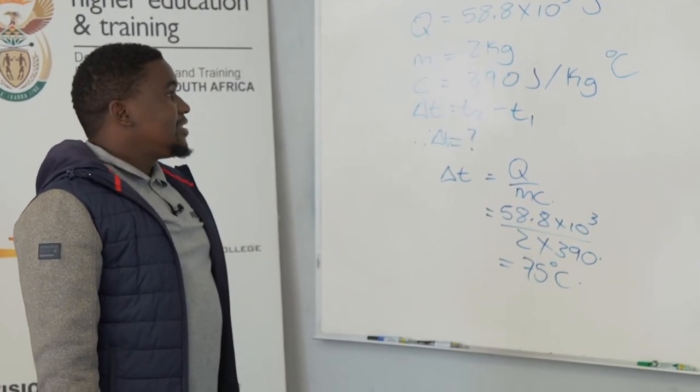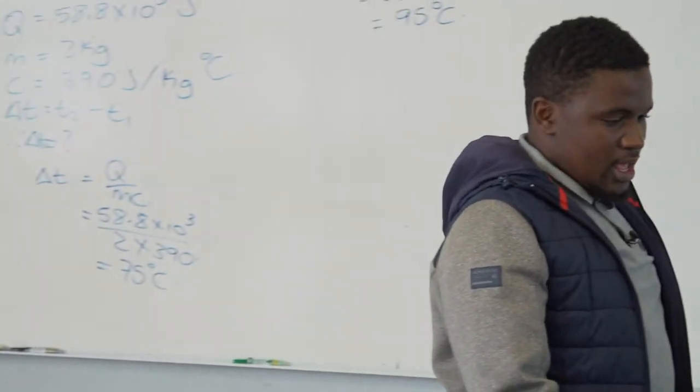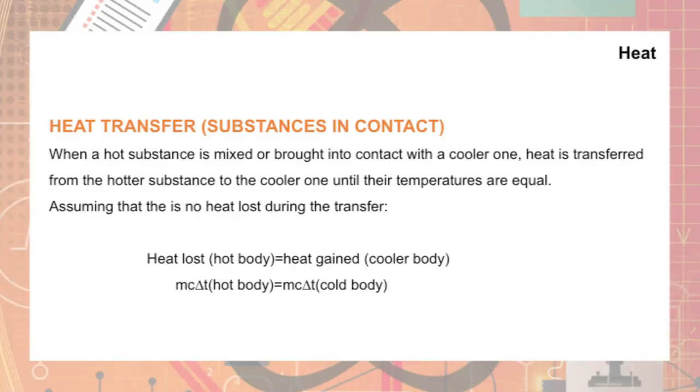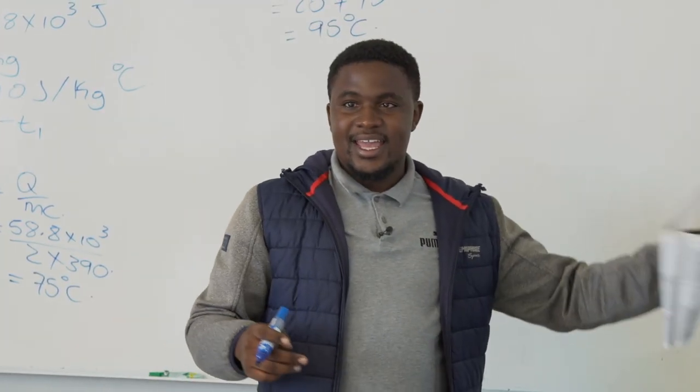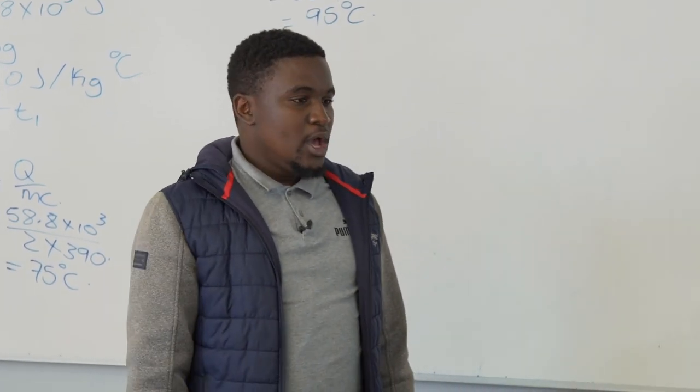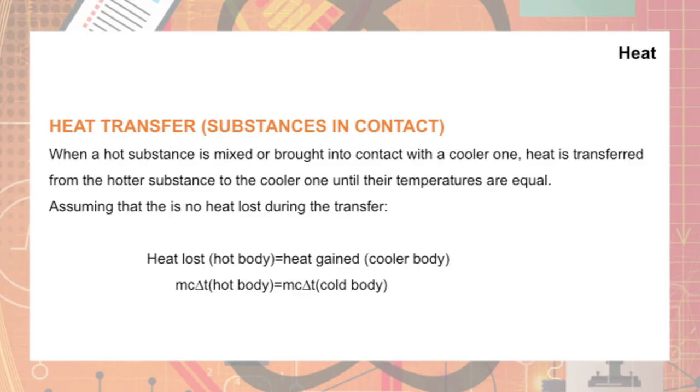With this, it takes us to our second part of heat, which is called heat transfer in substances that are in contact. Let us go back to what we did in the previous grade. We said when we have a closed system, there is no energy that can enter that system and no energy that can leave the system. So this takes us to when we are looking at substances or objects that are in contact.